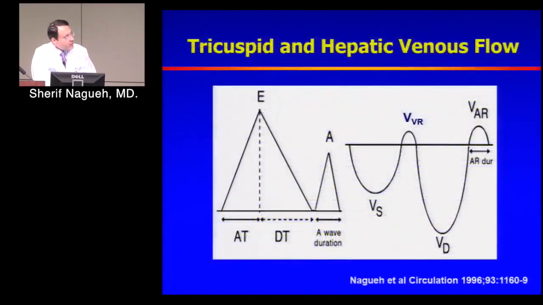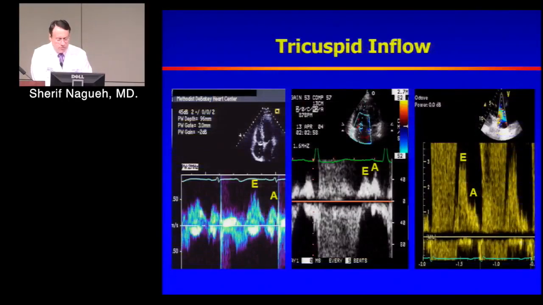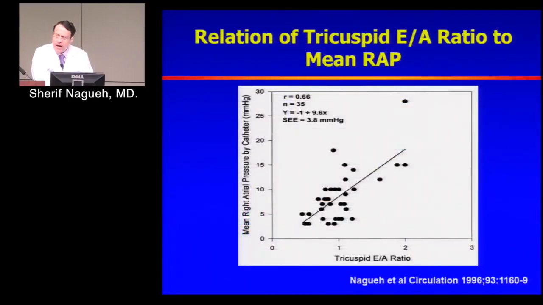So similar to the mitral inflow, you can get tricuspid inflow and you can get hepatic vein flows, of course with directions reversed based on the location of the transducer. And as RAP goes up, the E to A ratio goes up. You see a significant association, though, with a wide spread. The guidelines recognize an E to A ratio less than 0.8 as abnormal and an E to A ratio more than 2 as also abnormal.